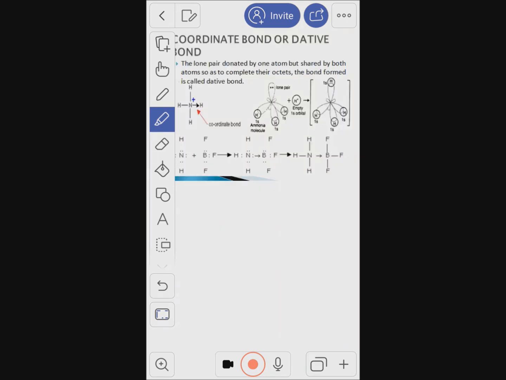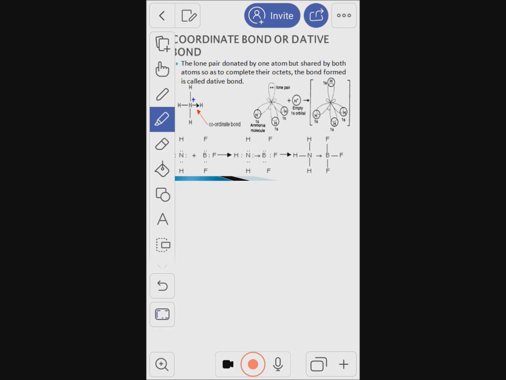Next is coordinate bond or dative bond. Coordinate bond is that in which a lone pair of electrons is donated by one of the atoms to the electron deficient molecule, and this lone pair is shared by both the atoms so as to complete their octets, and the bond formed is called coordinate bond or dative bond.